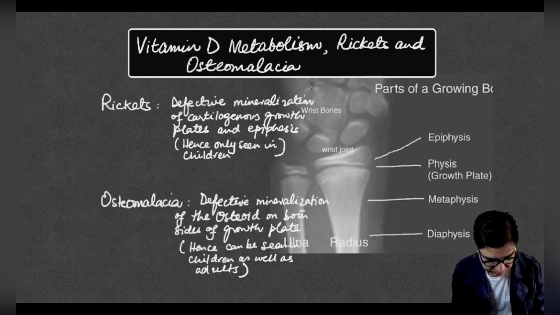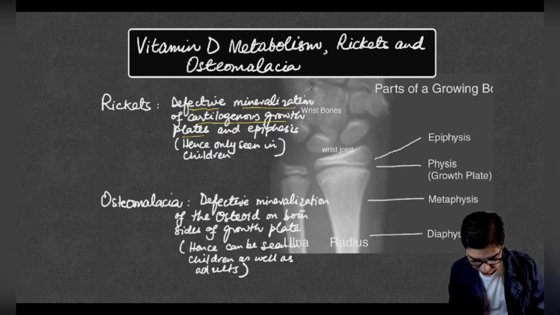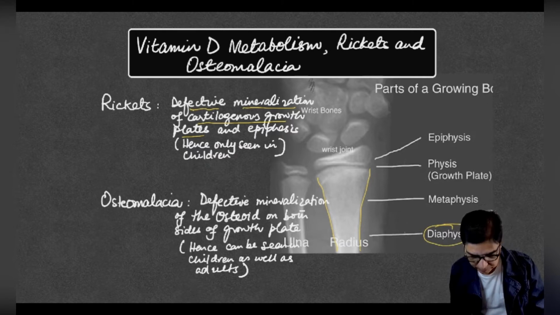So see, it says defective mineralization of what? Of cartilaginous growth plates. So if you look on the right side, this is a long bone, and the long bone has got different names to the different parts of it. For example, this long bone over here, which is the radius bone. So this part, which is the shaft, is known as diaphysis. Then the end which is close to the epiphyseal growth plate is known as the metaphysis.